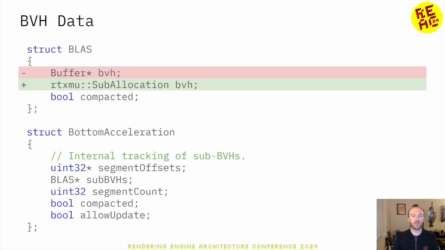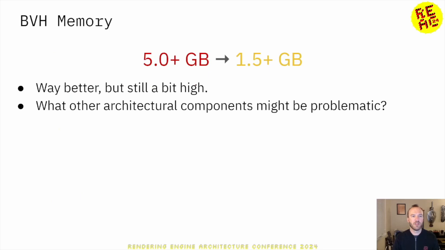Code-wise, the change at this point was very, very straightforward. Instead of our engine's individual buffer type, the BVH object had a sub-allocated block of memory from RTX-MU. So where did all this refactoring and paged memory actually get us? When the dust settled, a typical scene in the game went from over 5 gigabytes of BVH memory to something around 1.5 gigabytes. It's a remarkable improvement, but it still isn't totally ideal.